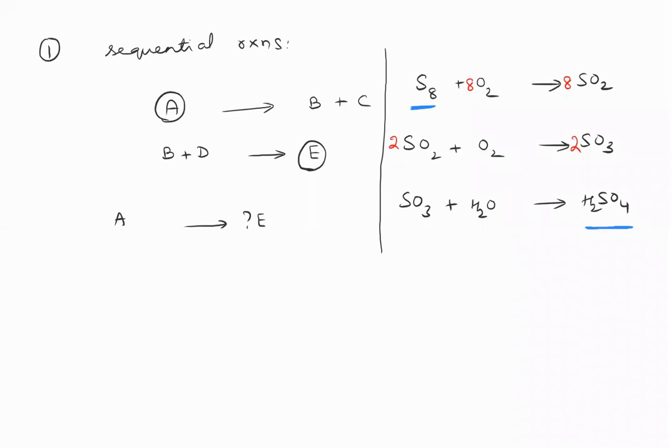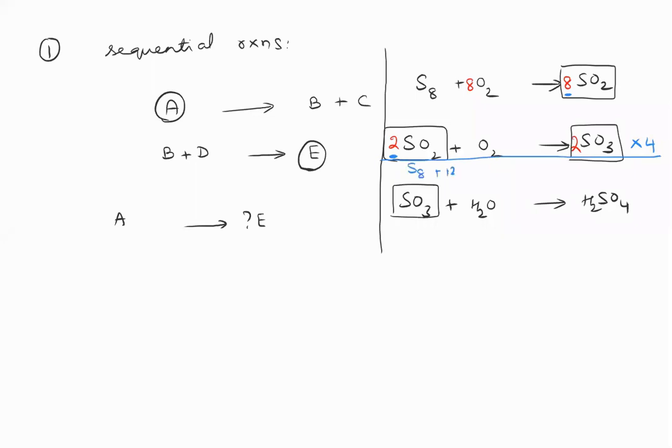Now, identify the common substances. For me, the common substances here are SO2, which is here also, and SO3. Now, multiply your reactions with suitable coefficients such that these common substances are eliminated. Here there is 8 and there is 8, so they will cancel when I add. That's why I'll multiply this with 4. Now, when you multiply this with 4 and add, your reaction becomes S8 plus 12O2 gives 8SO3.